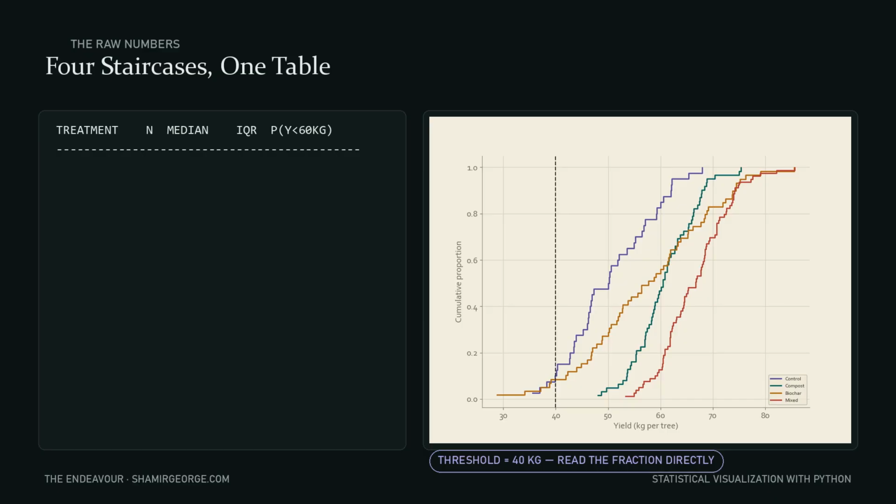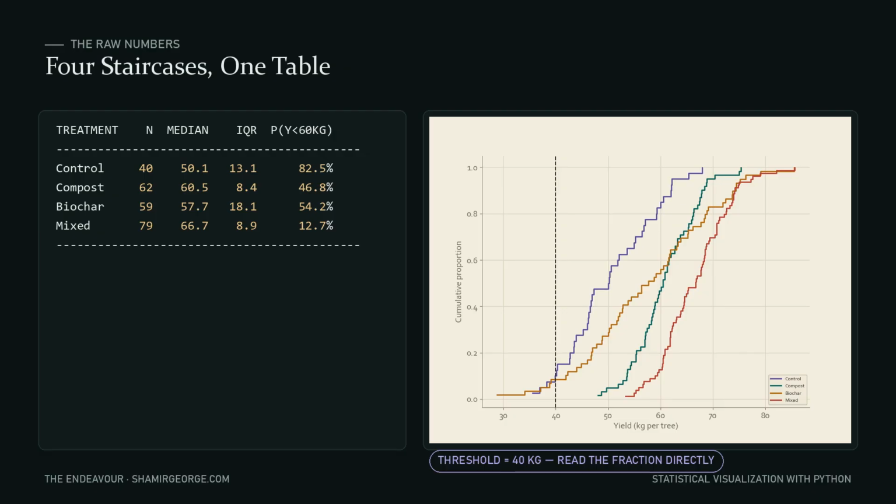Here's what each staircase is built from. 40 control trees, 62 compost, 59 biochar, 79 mixed. Slide the dashed line across the yield axis and watch each curve's height change. That height is the exact fraction of trees at or below the line, no rounding to a bar. At 55 kilograms, biochar reads 44%, while compost reads just 16, despite medians only 3 kilograms apart.